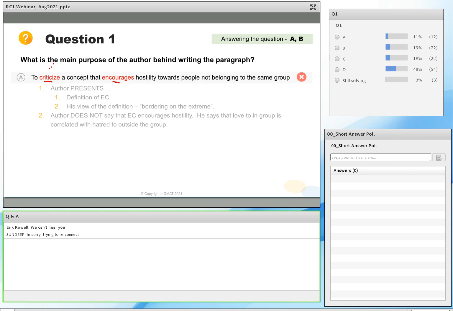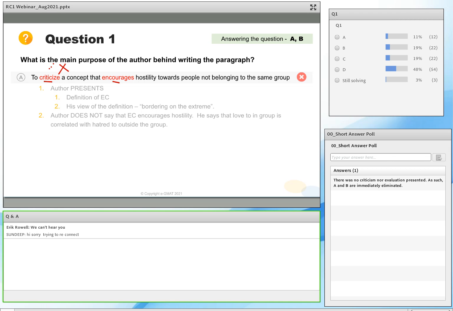Remember, the author has only criticized that one particular definition of EC. He says that definition is a little exaggerated. He has not criticized EC itself. So to criticize a concept is not actually correct. Exactly, there was no criticism. And the second point is, can you say it encourages hostility?